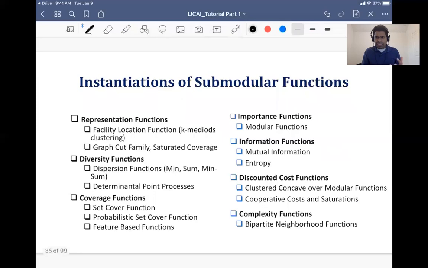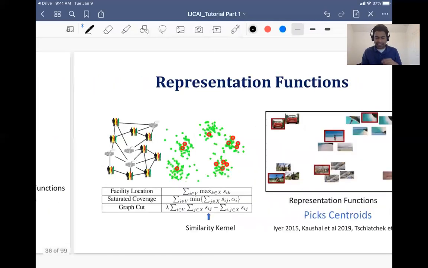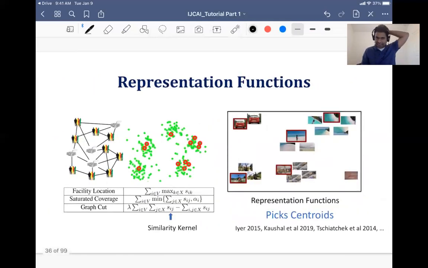So now we'll actually take a look at a few different examples. We'll take a look at some representation functions. So we'll see, for example, facility location and graph cut as examples of representation functions. We'll look at diversity functions. We take a look at coverage, importance, information, discounted costs, and complexity, right? So I think these are different facets of submodularity that we'll see. We'll start with representation. So what does representation mean?